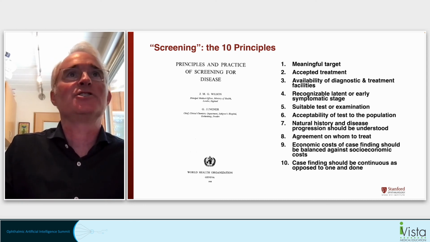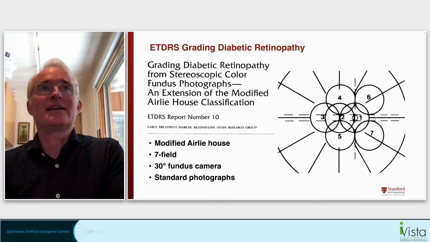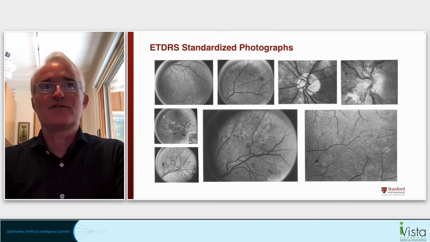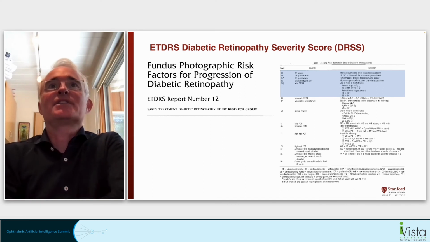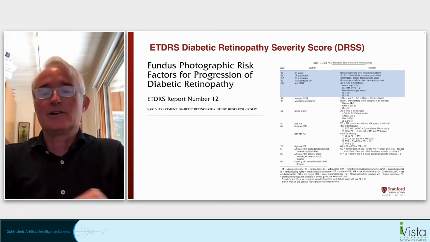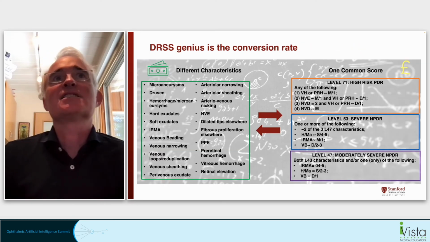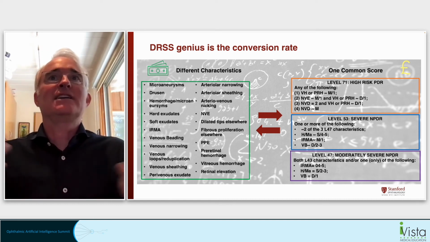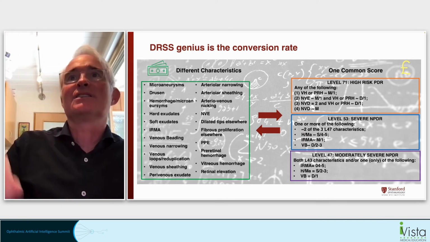The screening principles have been well elucidated for almost 55 years by Wilson and Jungner, mainly a meaningful target and accepted treatment. And the granddaddy of screening, obviously, is diabetes screening and the 7-field standardized fundus photograph. As they've gone over all day long, the diabetic retinopathy severity score from 10 to 90 lets us know if the disease is getting better or worse. But from my perspective, the true genius of the DRSS is the conversion rate, taking these disparate features and allowing interconversion to a similar score, which allows you to go up and down on the scale.